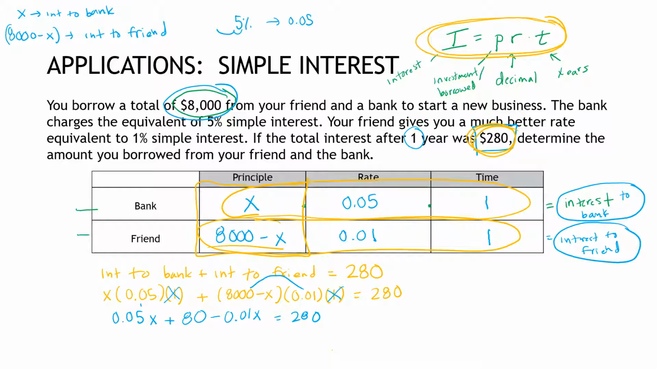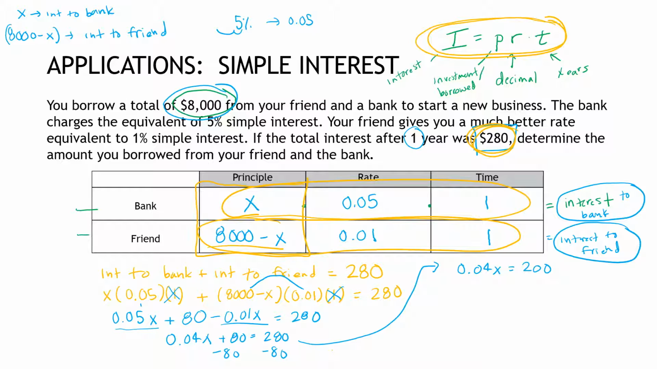So from here, of course, I'm going to combine like terms, which means I'm going to take my 0.05 and my 0.01 to get 0.04x plus 80 equals 280. I'm going to subtract that 80 from each side to get 0.04x equals 200.